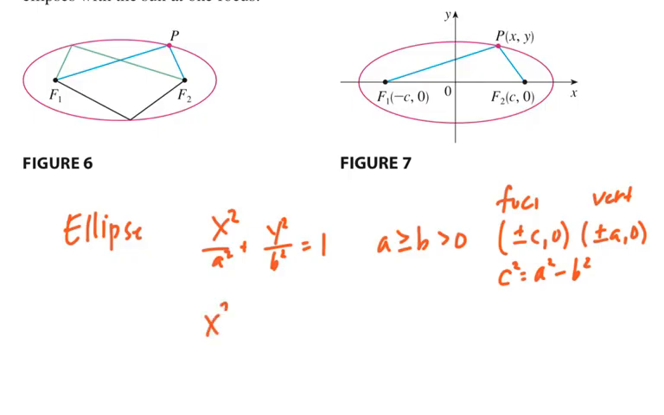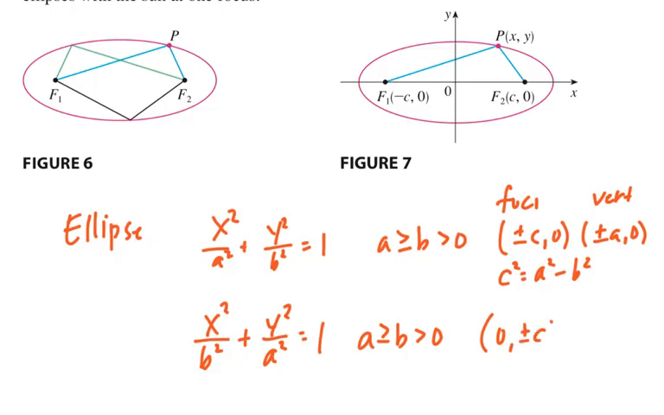The alternative is x squared over b squared plus y squared over a squared. In this case, we still have a is greater than or equal to b is greater than 0. And your foci now are on the y-axis. So you have (0, plus or minus c), and your vertices are on the y-axis: (0, plus and minus a), and c is defined the same. c squared equals a squared minus b squared. You can see that your larger denominator is under the y, so that tells you your ellipse is on the y-axis.